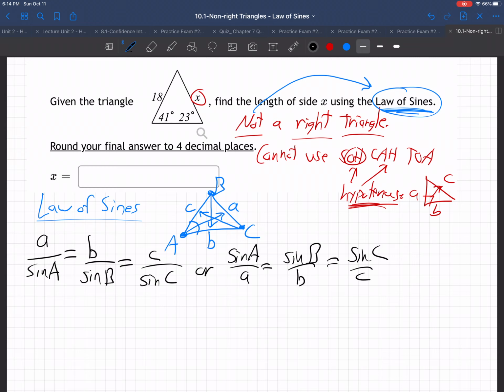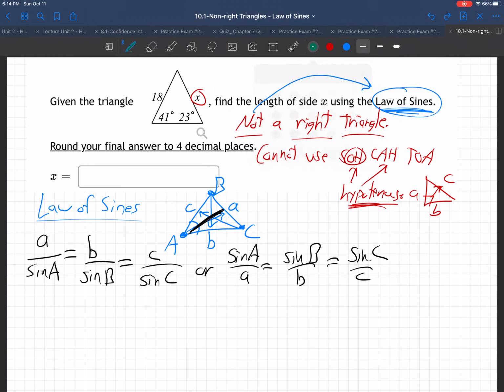All those are equal. In other words, the ratios, the fractions, the ratios of a side and the sine of the angle across from it are always going to be equal. a over sine A equals b over sine B equals c over sine C, even upside down. They're all equal. Okay, great. So what does that mean?